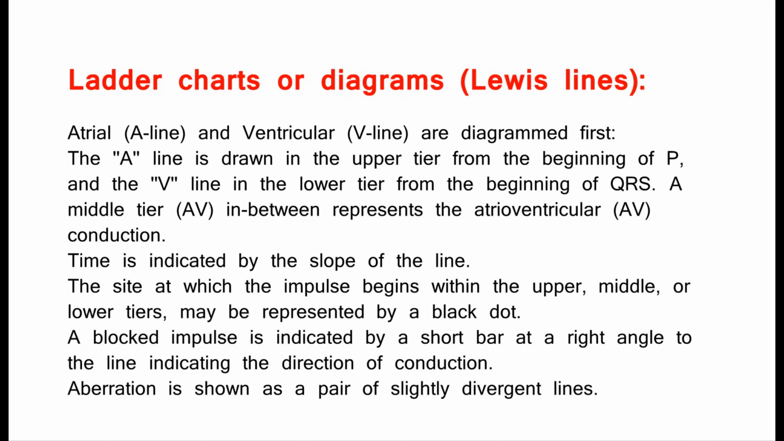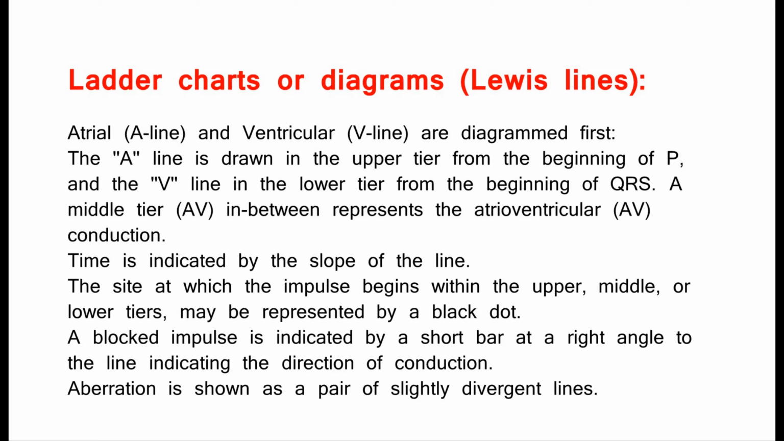Ladder charts or diagrams, Lewis lines. Atrial, A line, and ventricular, V line, are diagrammed first. The A line is drawn in the upper tier from the beginning of P, and the V line in the lower tier from the beginning of QRS. A middle tier, AV, in between represents the atrioventricular, AV, conduction. Time is indicated by the slope of the line.